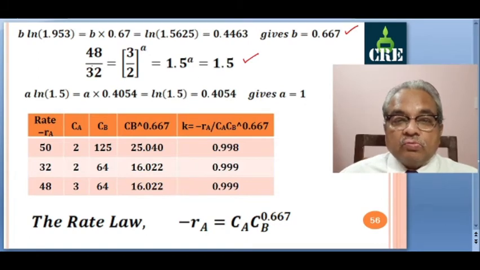No, this is 1.5, 3 by 2 raised to A. So 1.5 raised to A is 1.5. That means A is equal to 1.